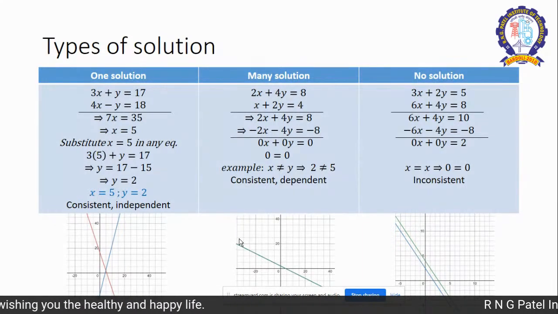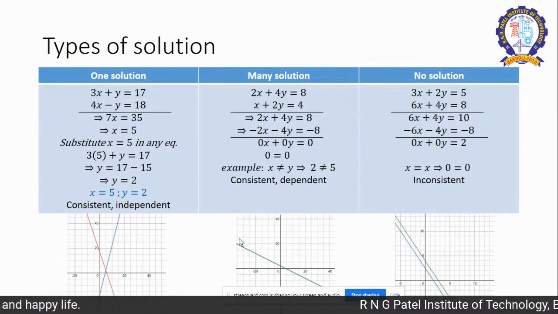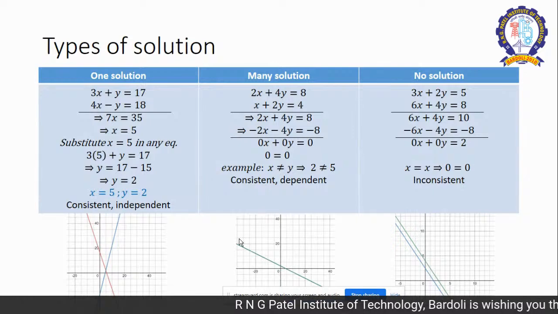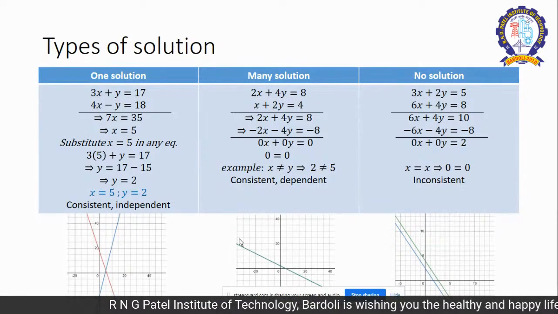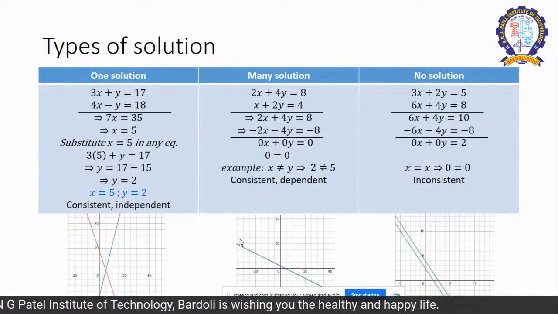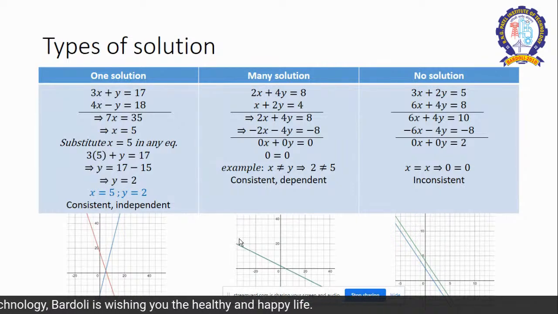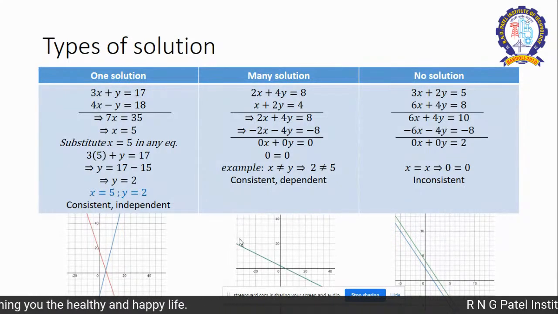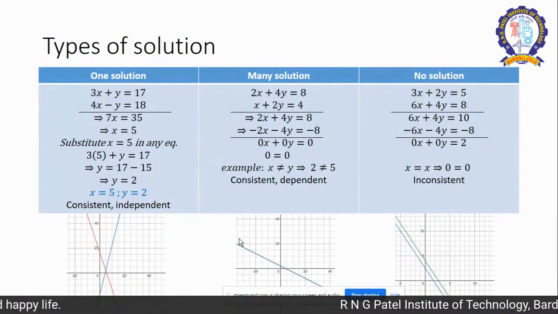So this gives x equal to 5 and y equal to 2. This is consistent: we have two unknowns, x and y, and we get a unique value for both variables. That's why the system is consistent and independent. The graph shows that the lines touch at only a single point.